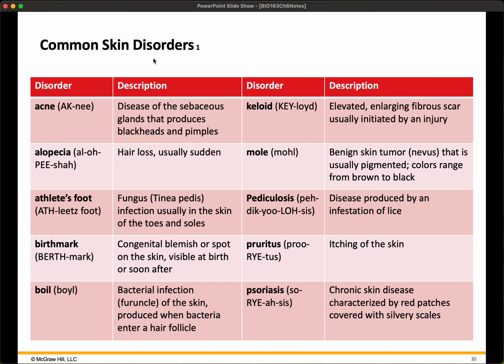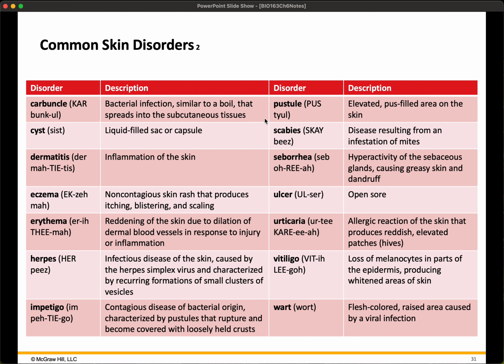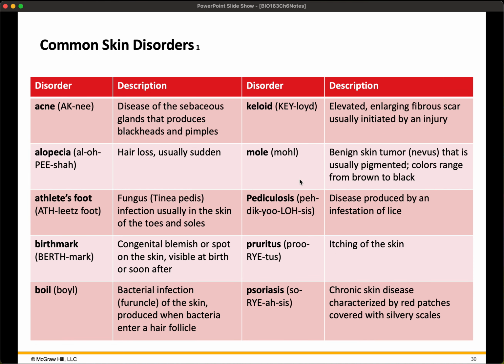These next two slides are just common skin disorders: acne, alopecia, athlete's foot, birthmark, boil. It has the disorders and the descriptions. You have two rows here, and then a whole other slide here. Go through, review these, be familiar with some of them.